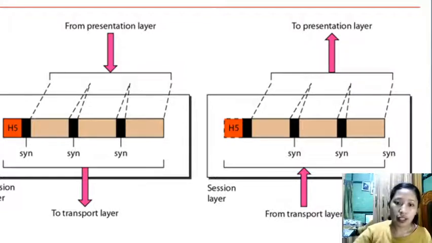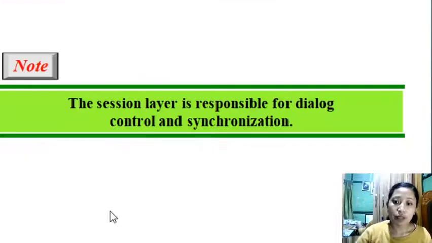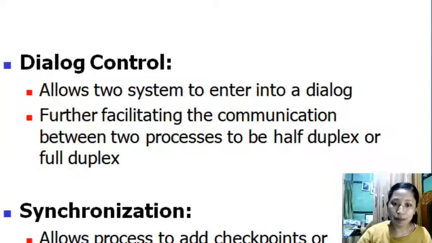So session layer, here you can see it will be receiving the message from the presentation layer and it will be forwarding the message to the transport layer. As I said, the session layer's main function is to create the dialogue, or to create the chat session, and another function is synchronization.